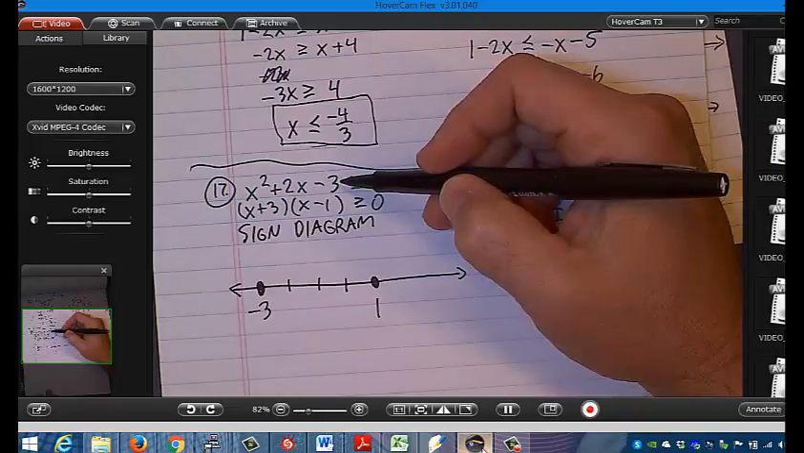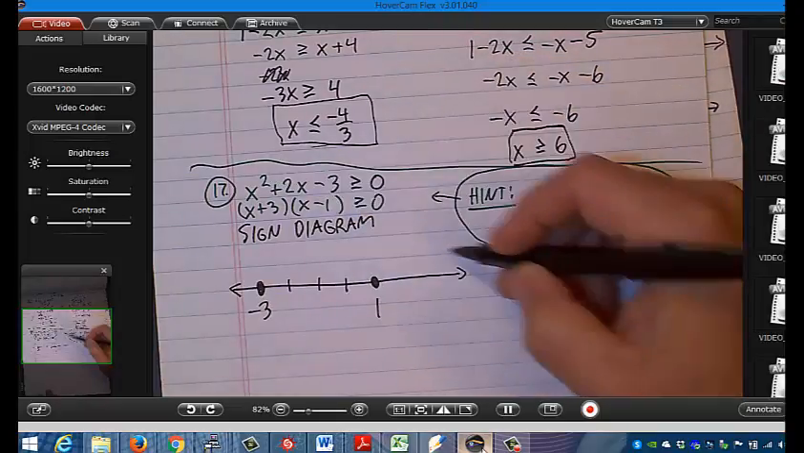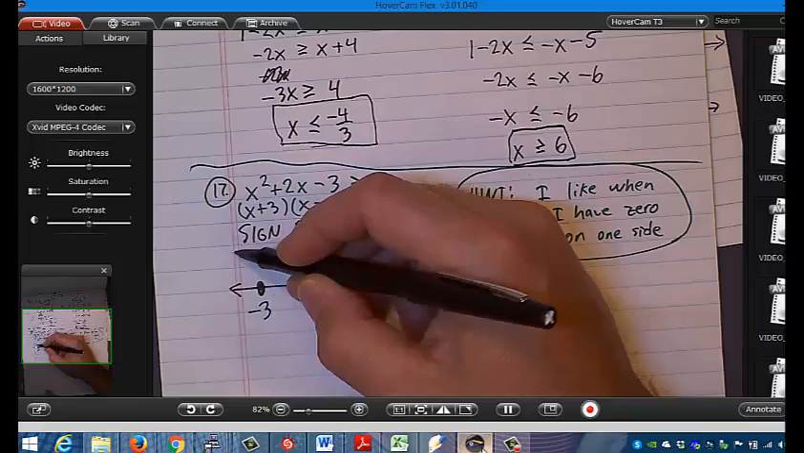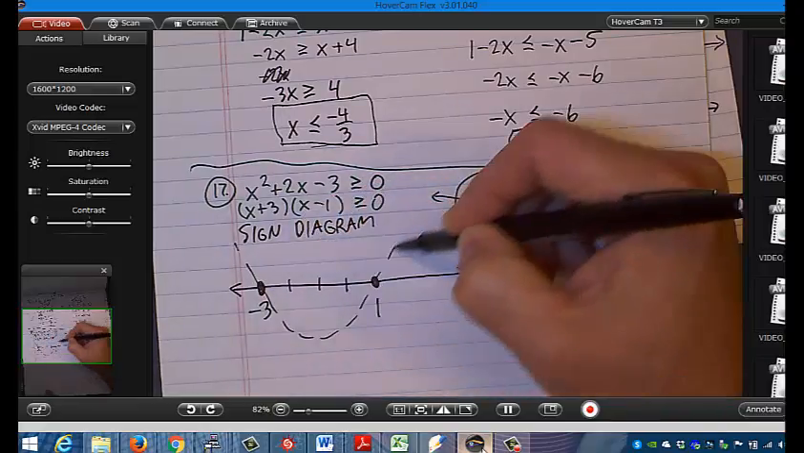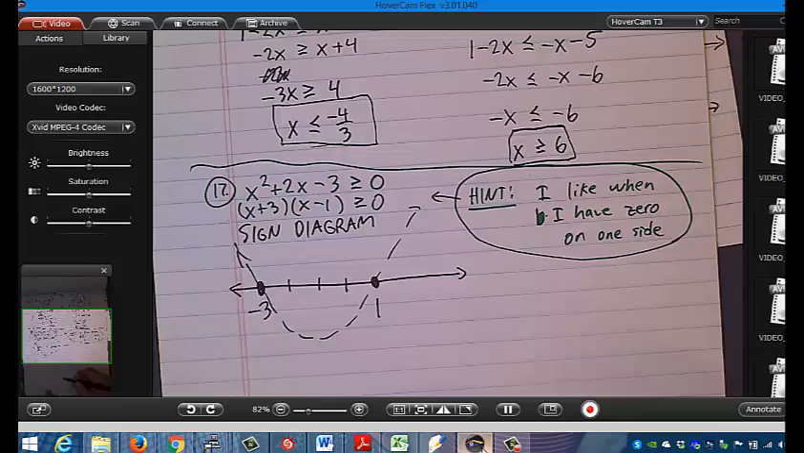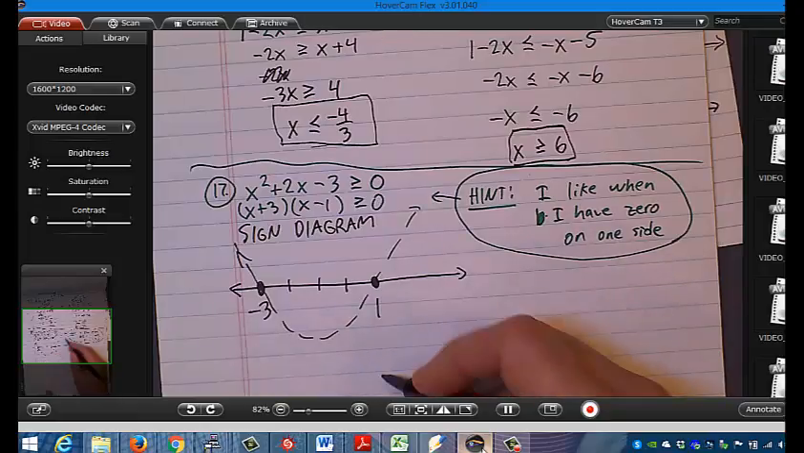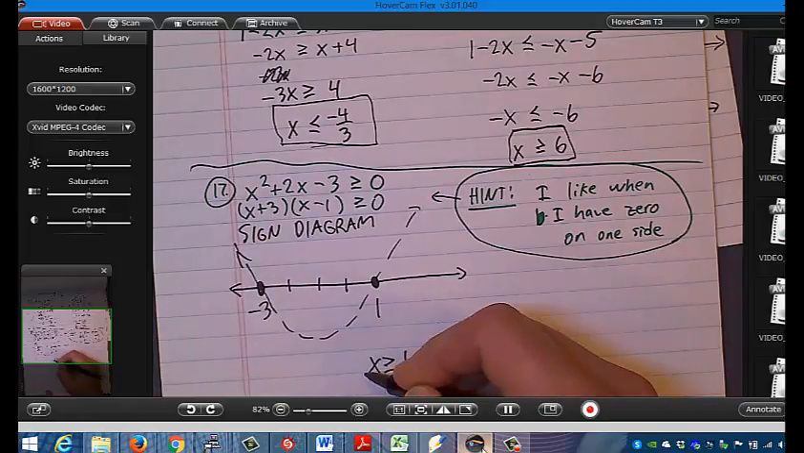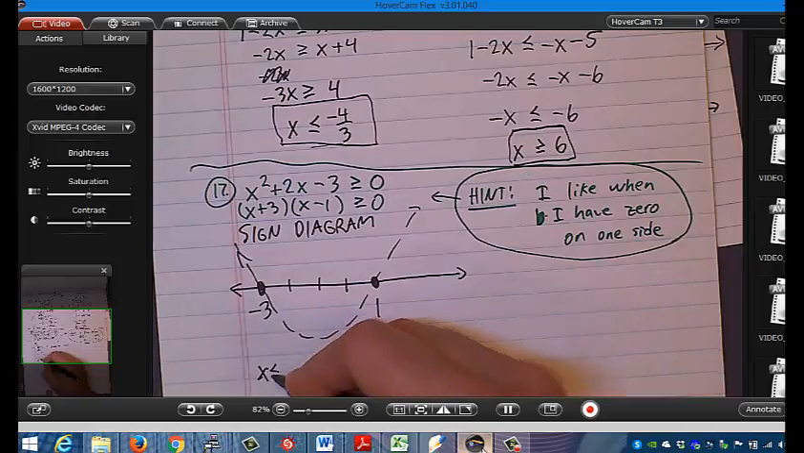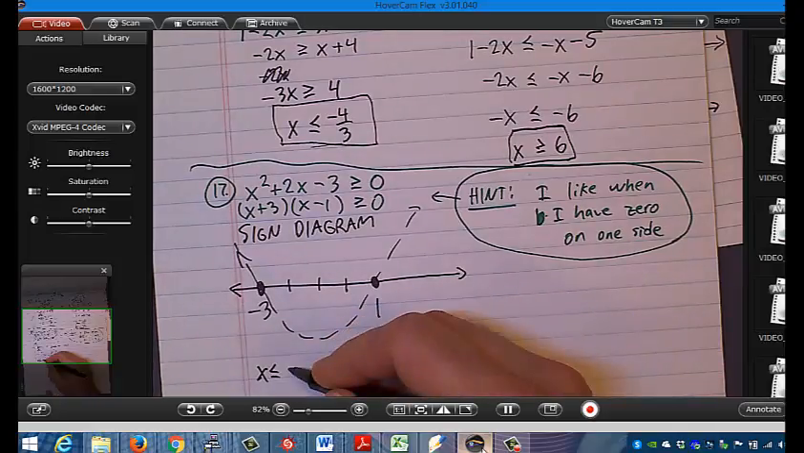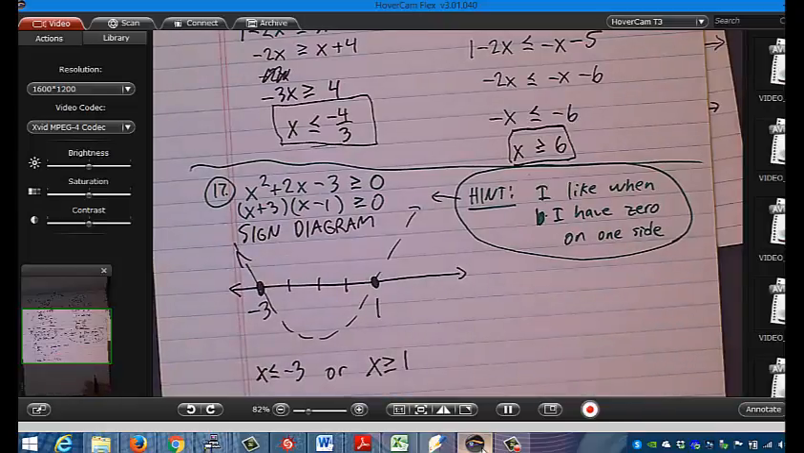Parabola, opening which way? You know it opens upward. You know it goes through here. I mean, you've got the answer already, right? What's the answer going to be? What are some answers? So x is greater than or equal to 1, or x is less than or equal to negative 3. Okay, so if you understand the ideas of sign diagram and you understand quadratics, or else parabolas, they become pretty easy. All right?